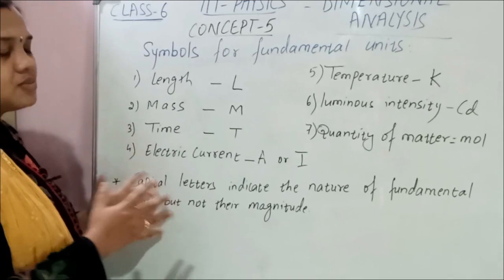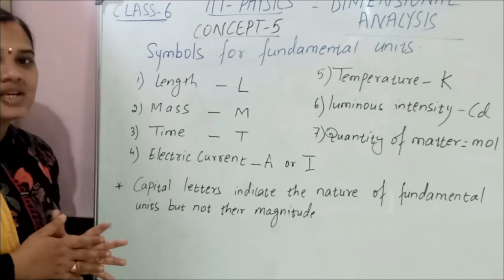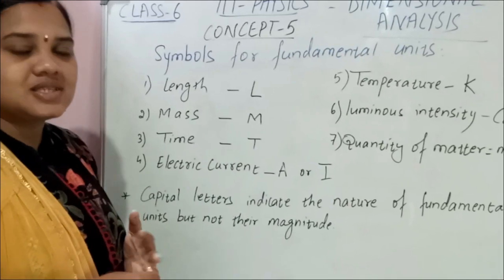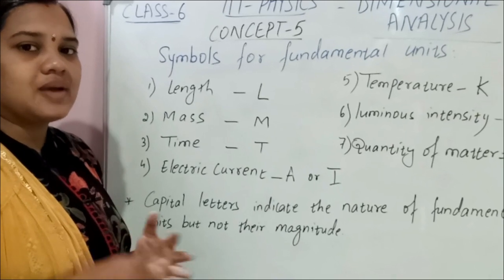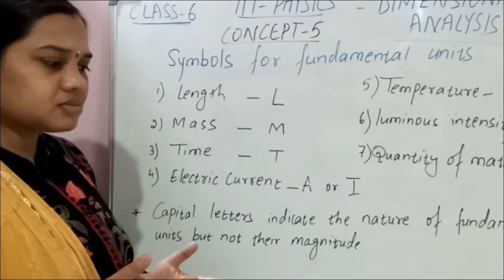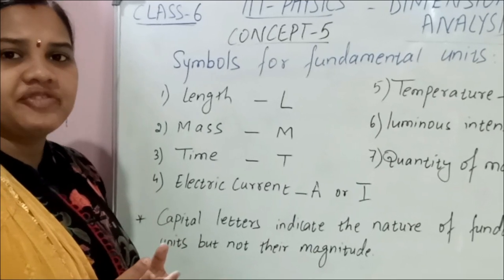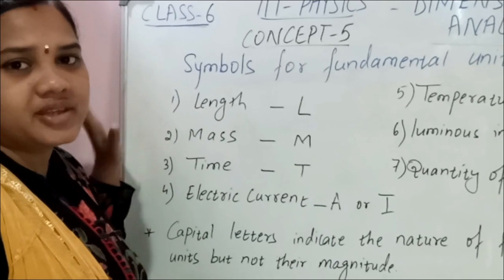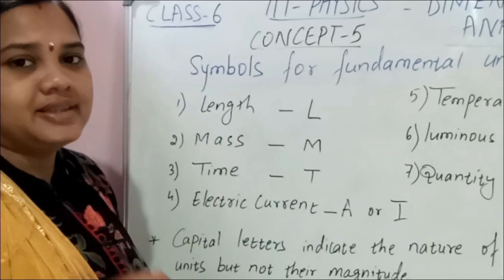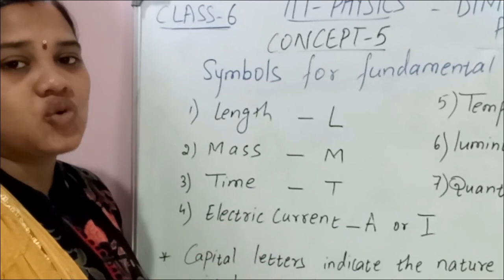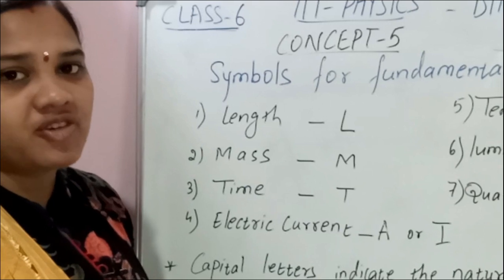Clear? So this much for today. What did we discuss? Dimensional formula, what dimension is, and how we write the dimensional formula for any derived quantity. Next were the symbols of the fundamental units. In the next class we will discuss some important derived quantities and their dimensional formulas.